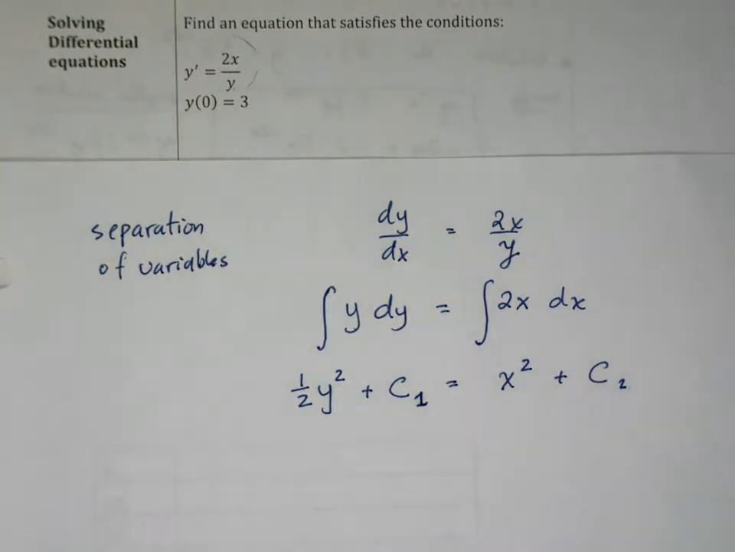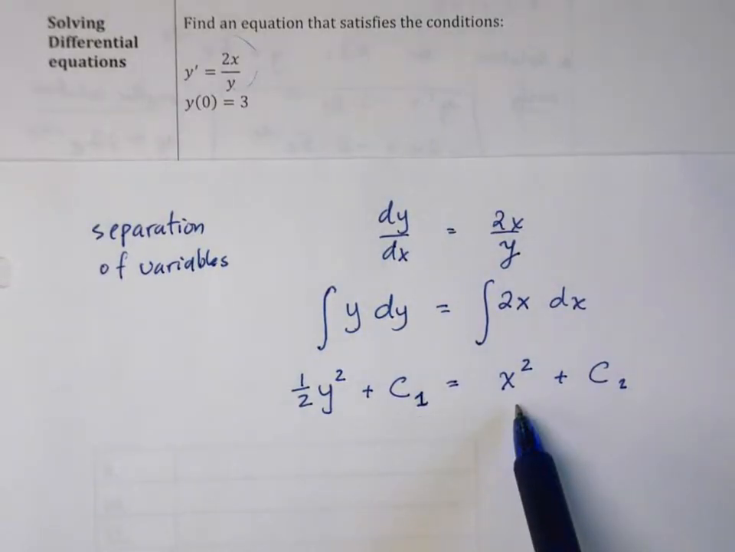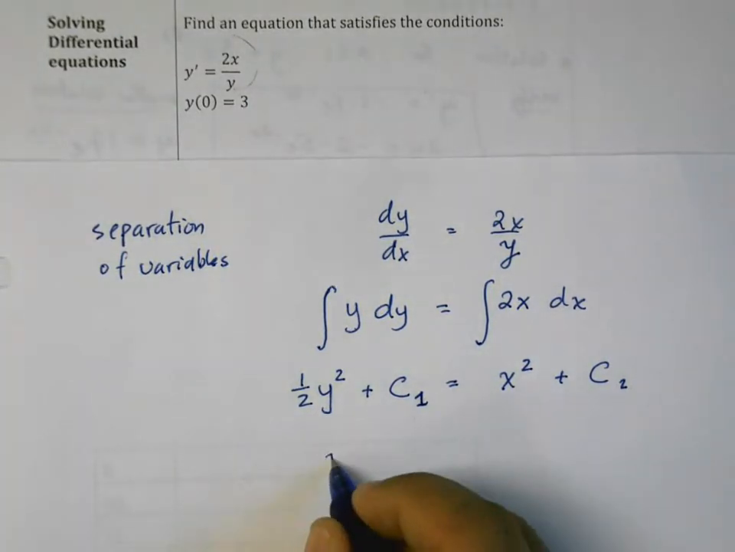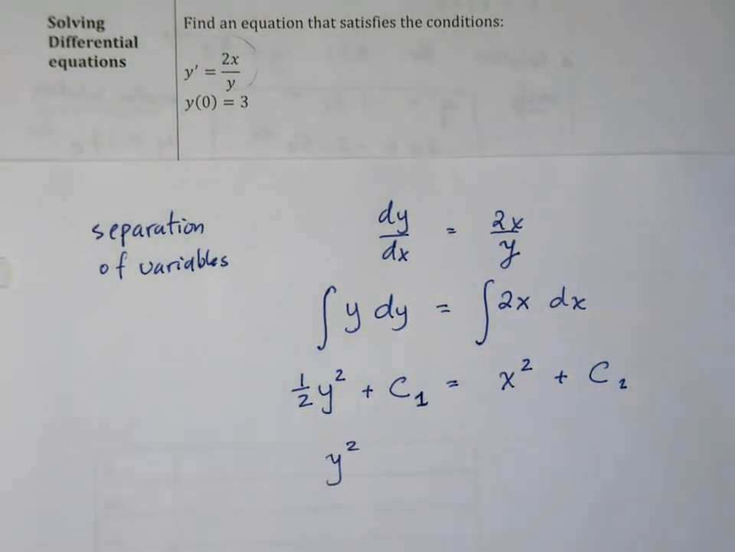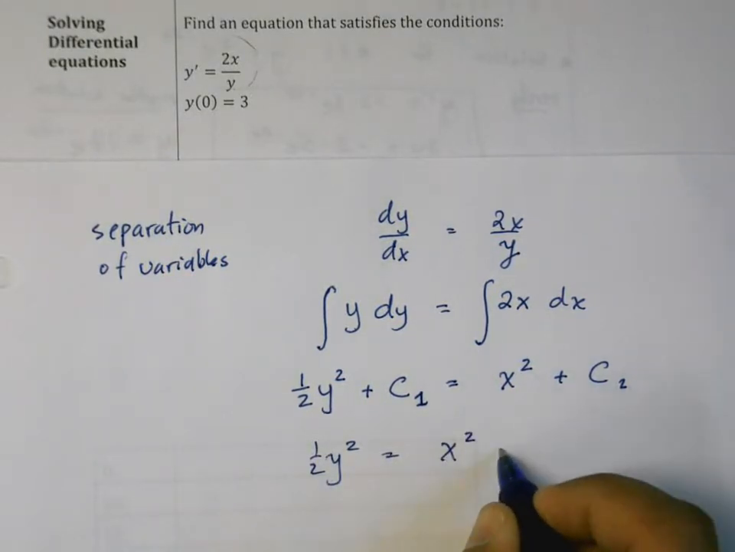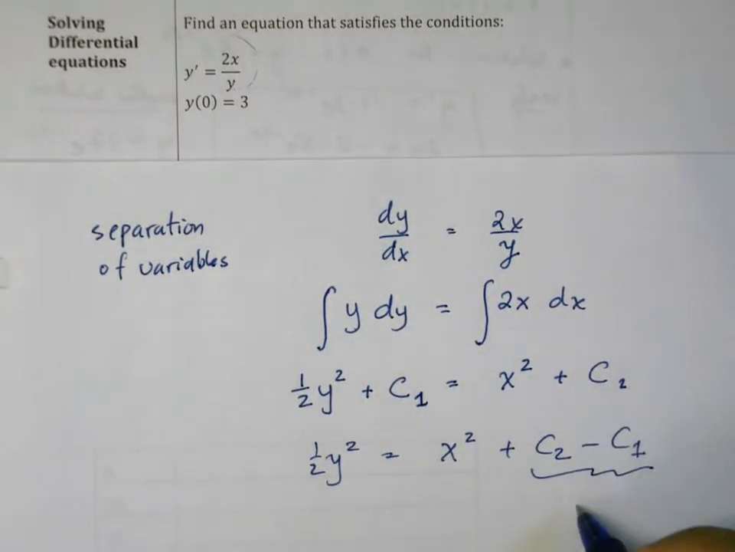So there you have it. I've integrated it, and I got that this is equal to 1/2 y squared plus some constant, and over here it's x squared plus some other constant. And we can do some simplification here. So we can say that 1/2 y squared is equal to x squared plus c2 minus c1. But this here is also a constant on its own.